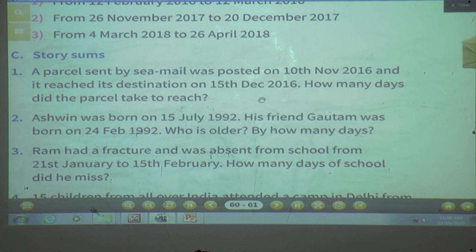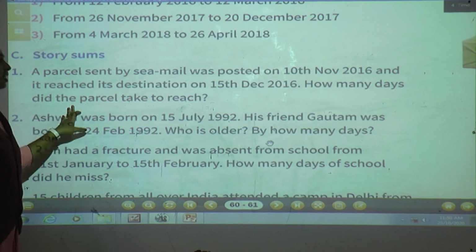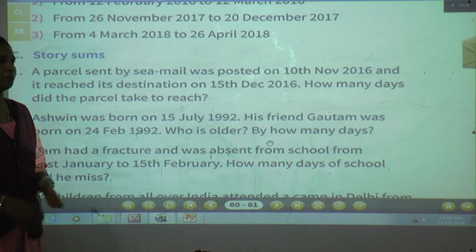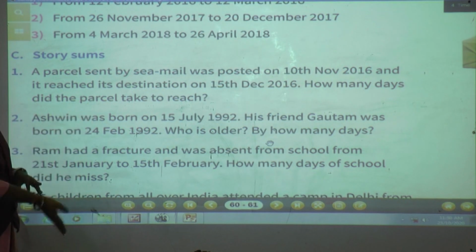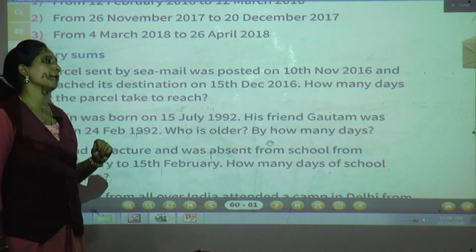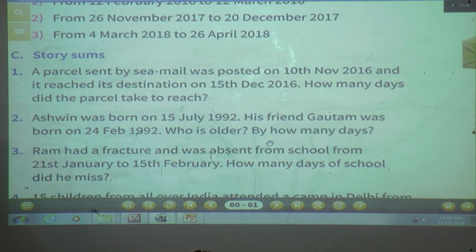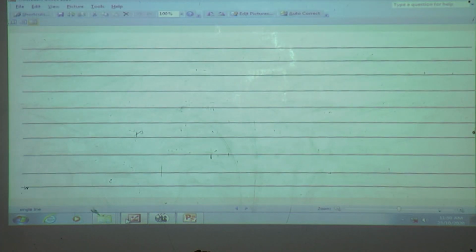See the question, one parcel has been sent by C-mail, was posted. When they have posted? 10th November 2016 and it reached its destination. Destination means wherever we want to send that or wherever we want to post that place, it is reached on when? 15th December. Now we have to find out how many days this parcel has taken to reach the destination.